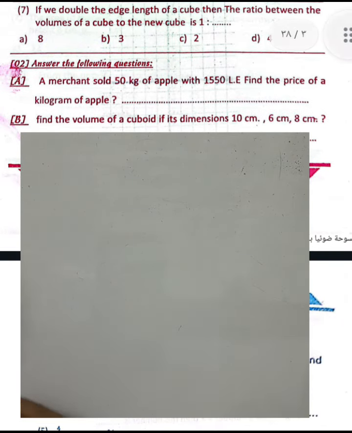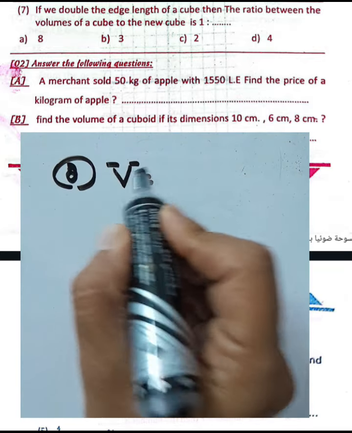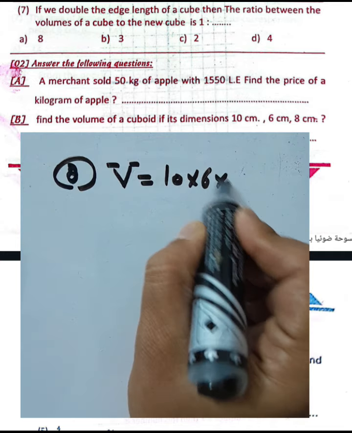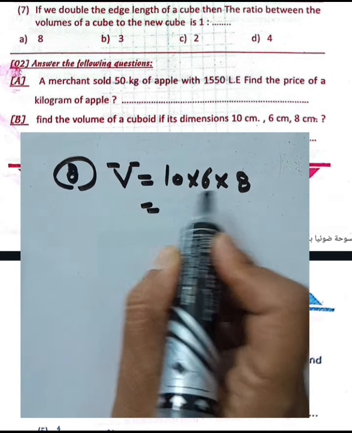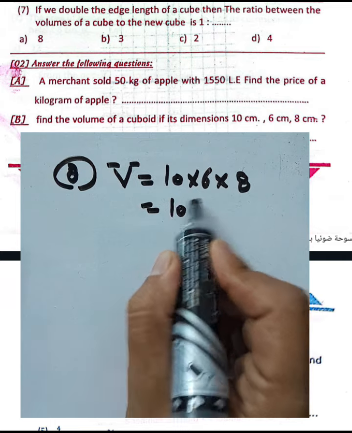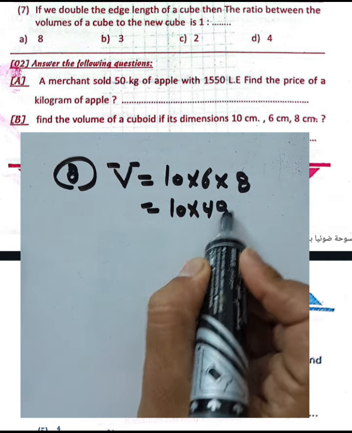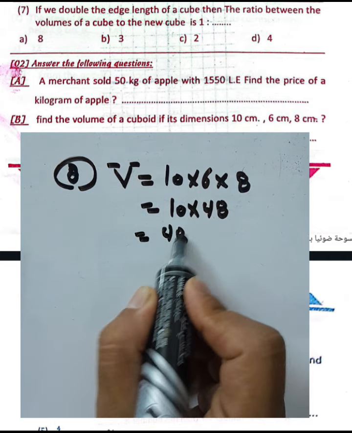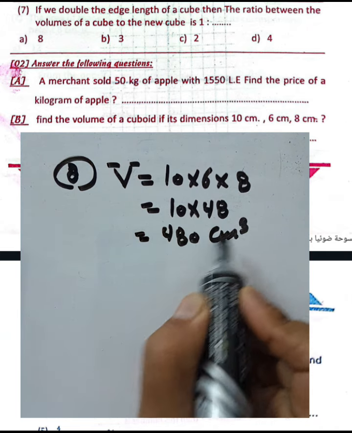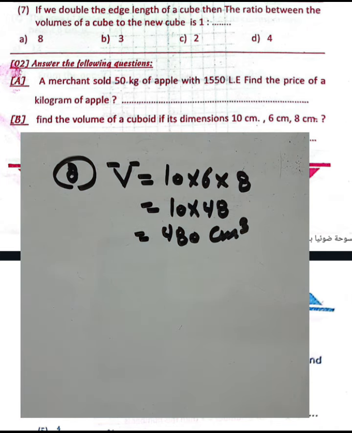Next question, find the volume of a cuboid if the dimensions are 10, 6 and 8. We know the volume equals length times width times height. 10 times 6 times 8, 6 times 8 equals 48, 48 times 10 will be 480 cubic centimeters, the volume of the cuboid.